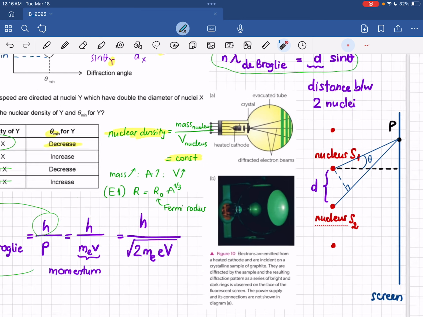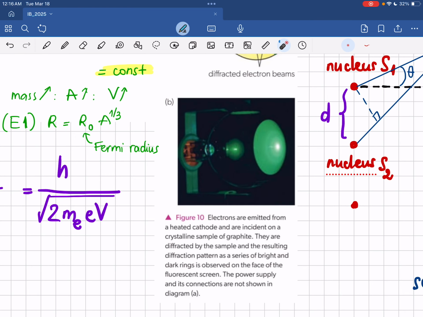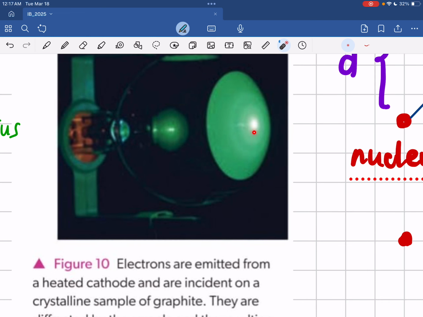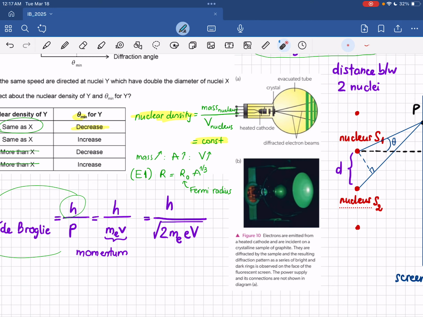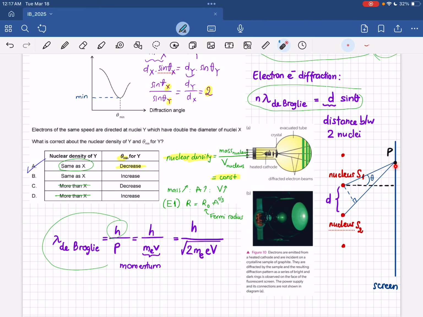And here there's also an example. You can see that the electrons are emitted from a heated cathode and are incident on a crystallized sample of graphite. Then you can see the pattern here. You see there's a really bright spot here, and there's some dark fringe around it. So those are the P points that we want to show here. Usually it will be the dark fringe that is of interest.